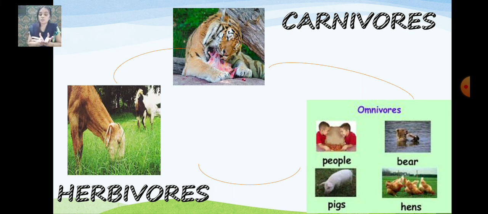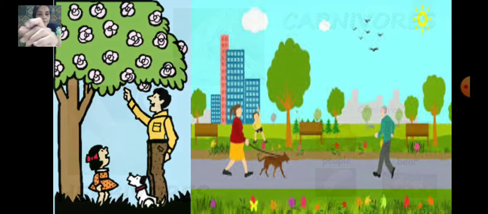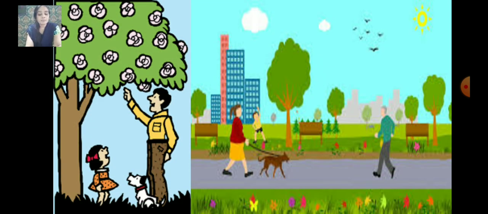In nature, a balance is maintained between the number of plants and animals, because plants get enough carbon dioxide to make food, and animals get enough oxygen from the plants. The balance in nature will be disturbed if the number of plants or animals increases or decreases. So we should protect nature to make sure that the balance is not disturbed.